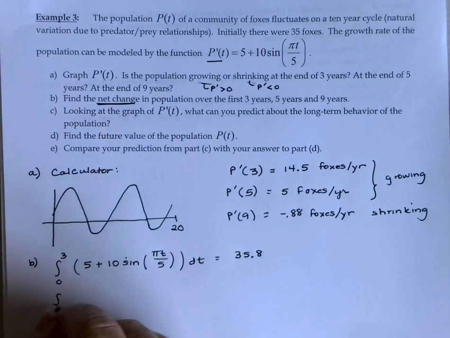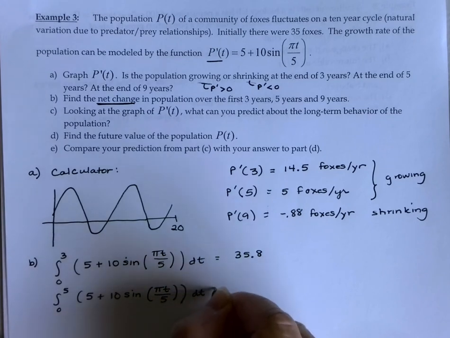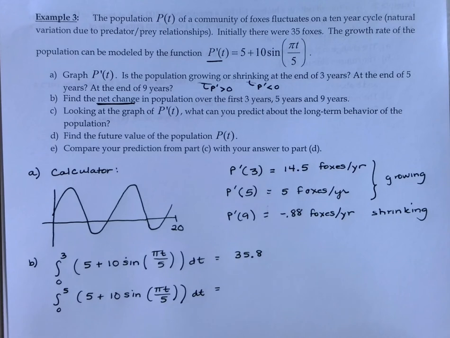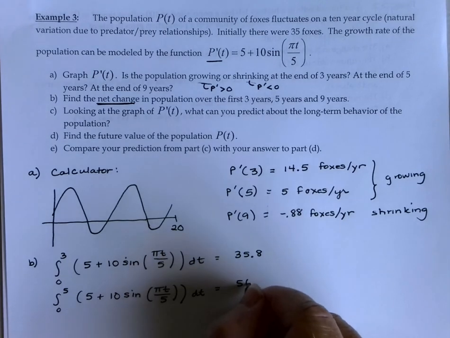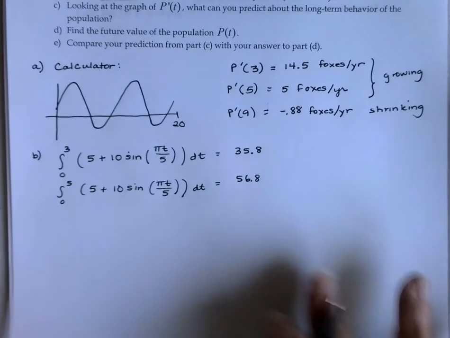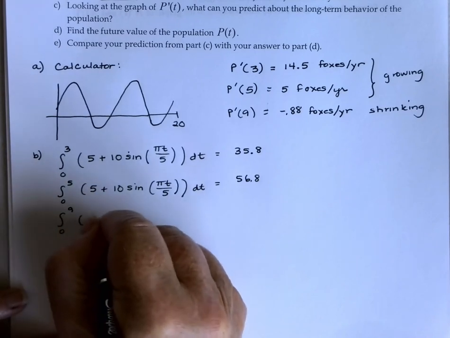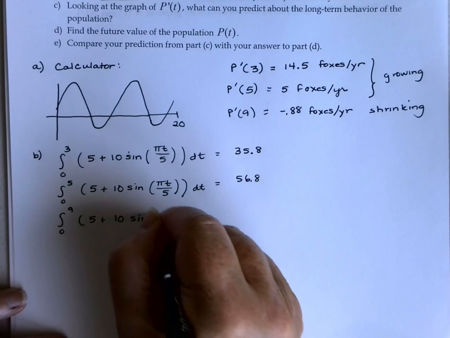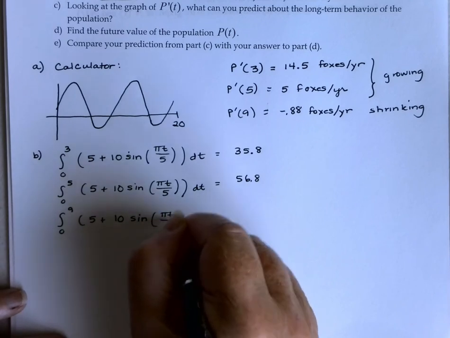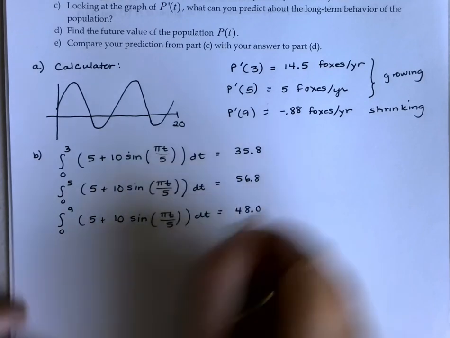Over the first 5 years, same idea. We'll integrate from 0 to 5. And I pre-plugged that one in the calculator for us as well. And I got 56.8. And then finally, the first 9 years. Integrating from 0 to 9, I got 48.0.